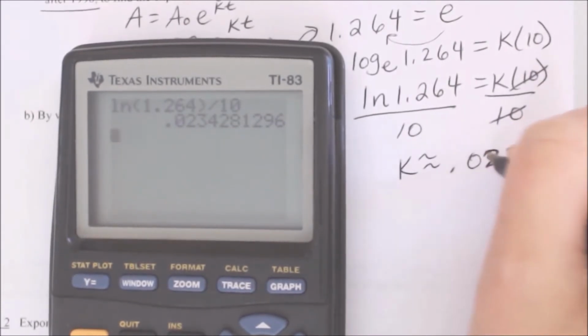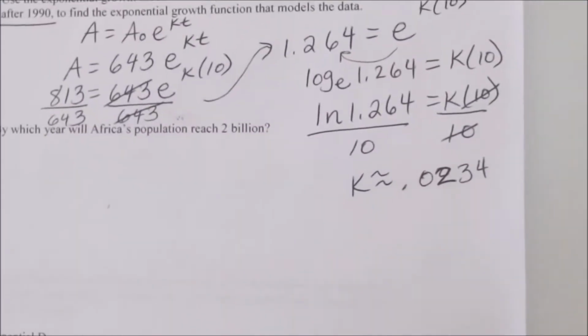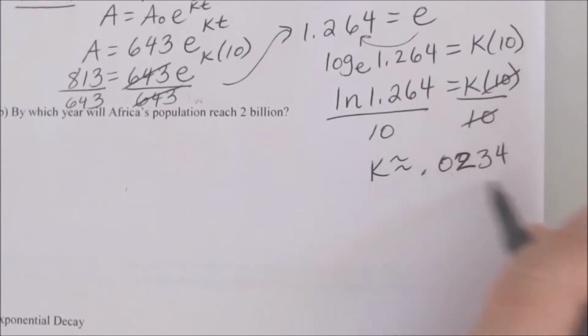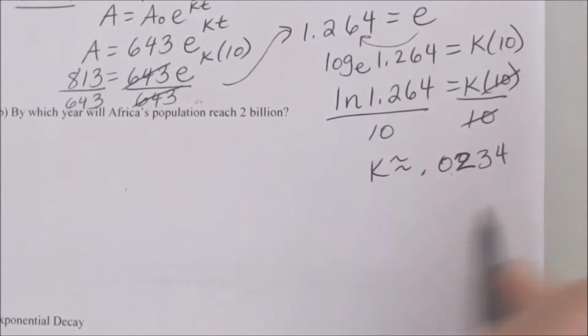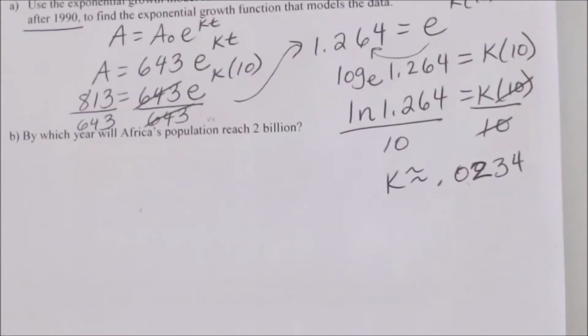Okay, and remember this was a percentage, right? So this is the decimal form of a percentage. If we were to change this back to percent, this would be about 2.3%. The population of Africa was growing 2.3% per year during that time period.